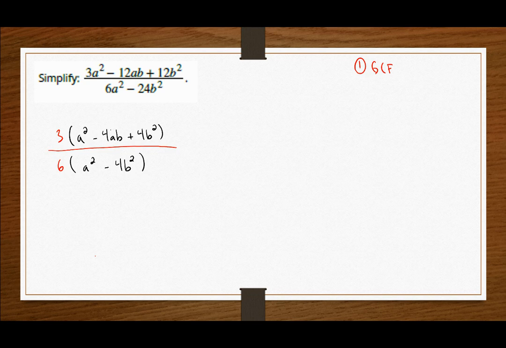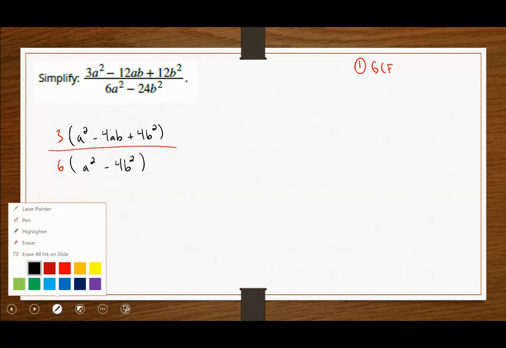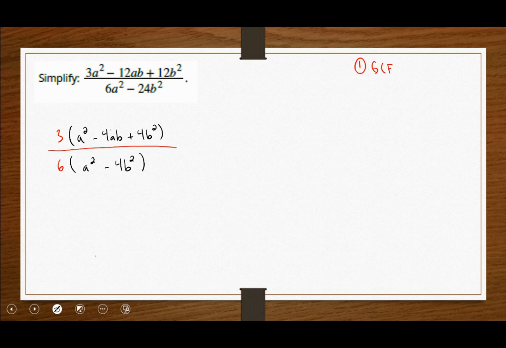So step 1 typically is to consider, do we have a greatest common factor that we can remove? And then secondly, identify the factors of what's left over. It could be that we need to use the AC method, or we might need to use one of our special products.